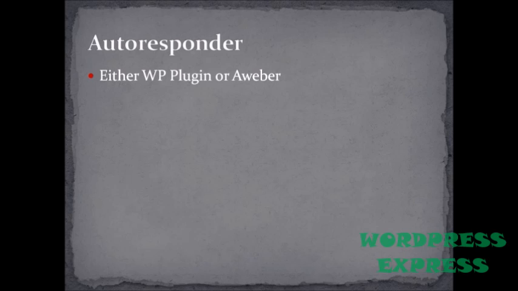In order to set up an autoresponder with WordPress, you're going to need either a WordPress plugin or Aweber or GetResponse or anything like that. Now, I'm going to show you different ways: you could either use a WordPress plugin that integrates with Aweber, or you can use a WordPress plugin that I'm about to show you that will allow you to build your list, have an autoresponder, and have a newsletter. So you have two different choices.